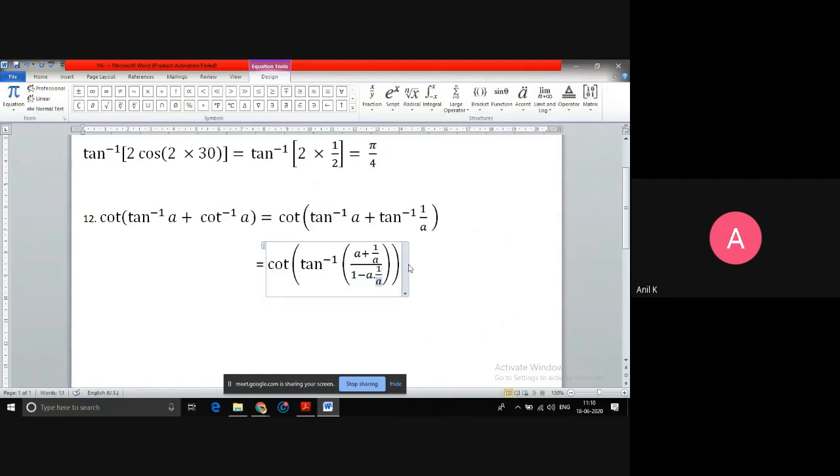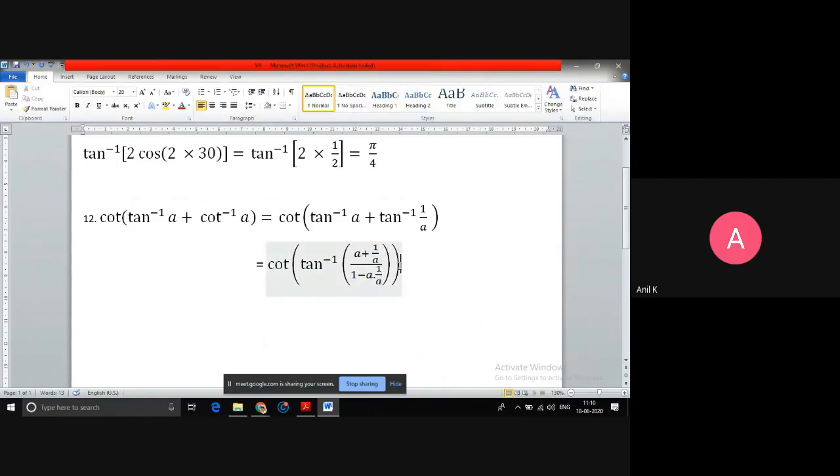I think this formula usage is clear. Here the x value is A and the y value is 1 by A. So x plus y upon 1 minus x into y, that is A into 1 upon A. Let's simplify this and see what we are going to get, which is equals to, I'm going to get cot.